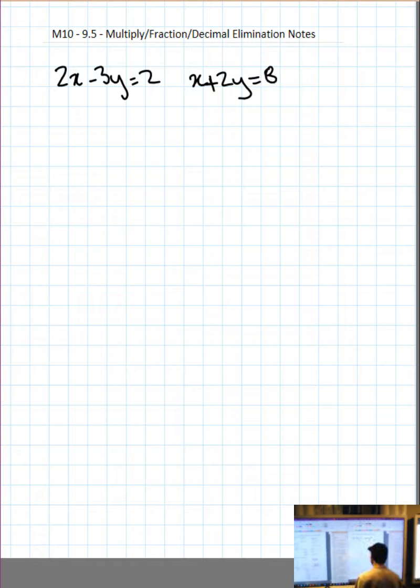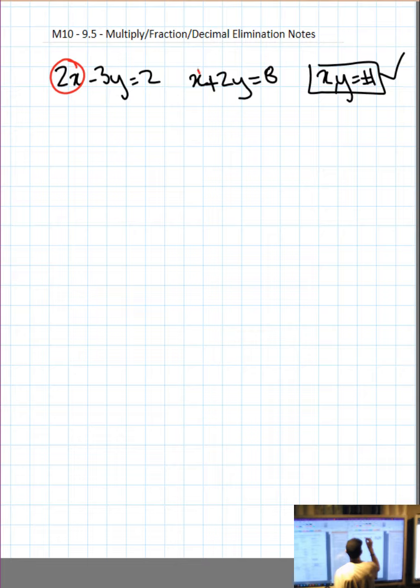Okay, so the variables are already lined up. We have x comma y equals number, so that's good. We're lined up. But now think, is 2x plus or minus x 0? No. Is negative 3y plus or minus 2y 0? No. So we have to do what's called multiply one of the equations by something.